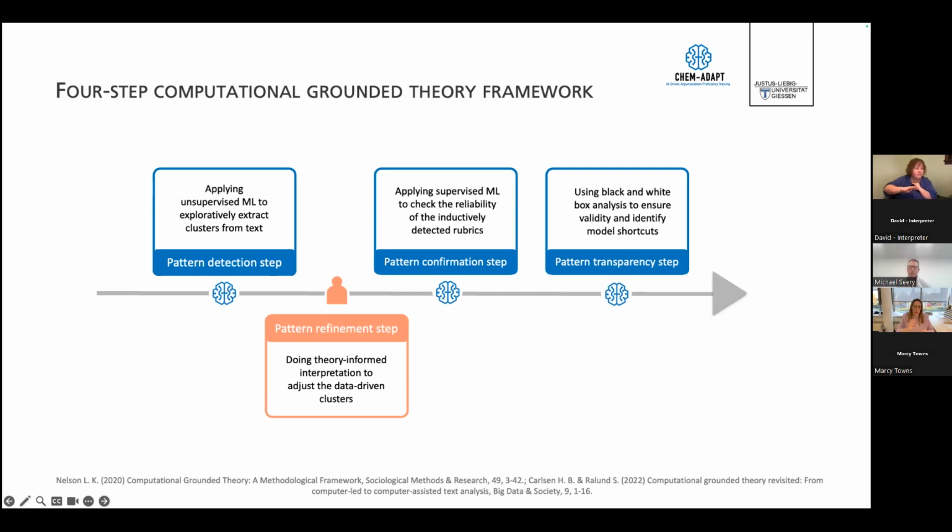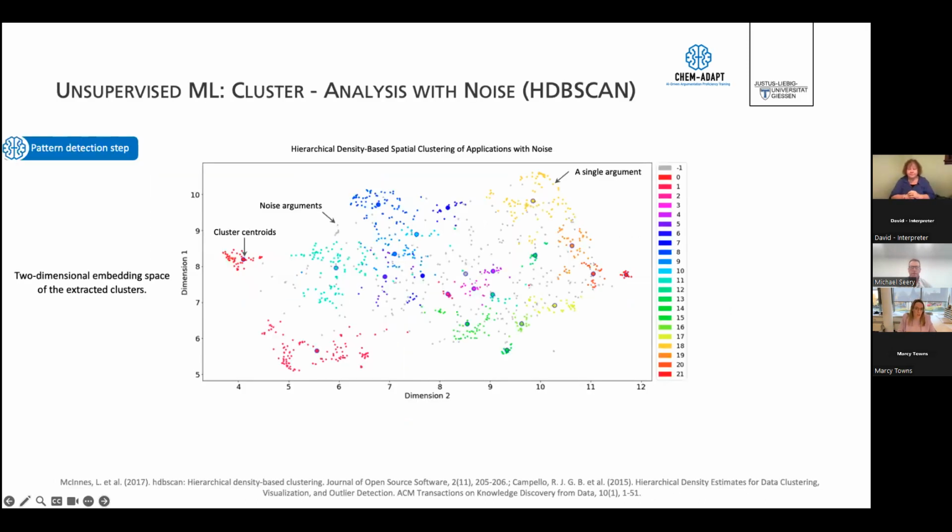These are tools and ways to understand how the machine actually works, to look behind the model and see why the machine is making certain decisions. When we started the unsupervised cluster analysis at the beginning, we got a two-dimensional space where all the different arguments that we had, 1,000 arguments, appeared, and one dot is one argument.